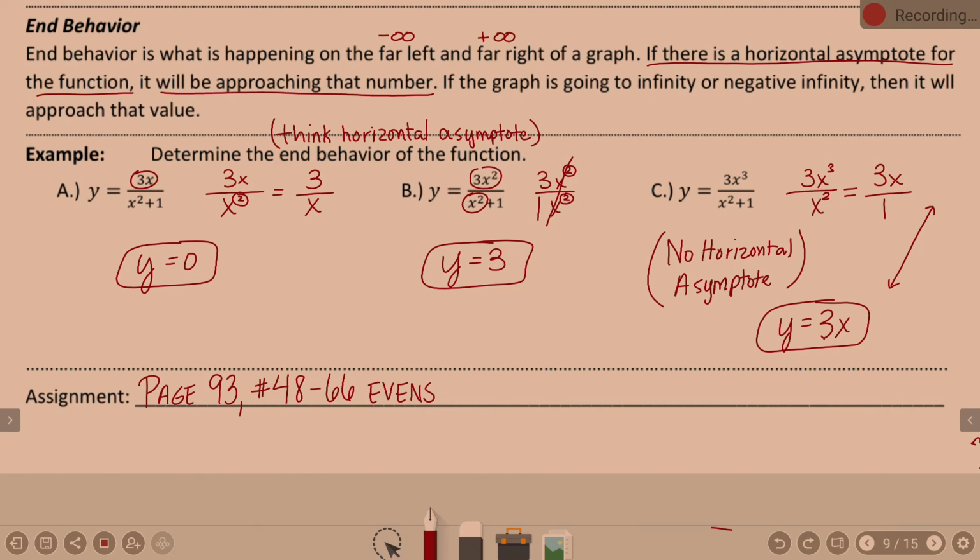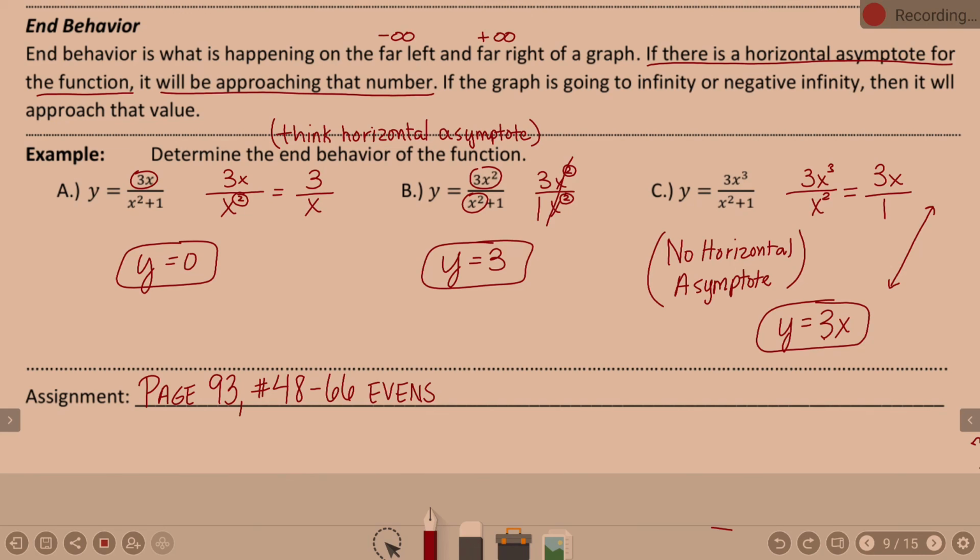Now, let's look at this one. So first of all, let me graph what was our original equation. 3x to the third over x squared plus 1. Now, first of all, let's graph that. Okay. So that's what this equation looks like. There's definitely not a horizontal asymptote. That's pretty easy to see. However, if you look at the angle that graph is going, it does follow kind of a line there. And that line that it's following is y equals 3x.